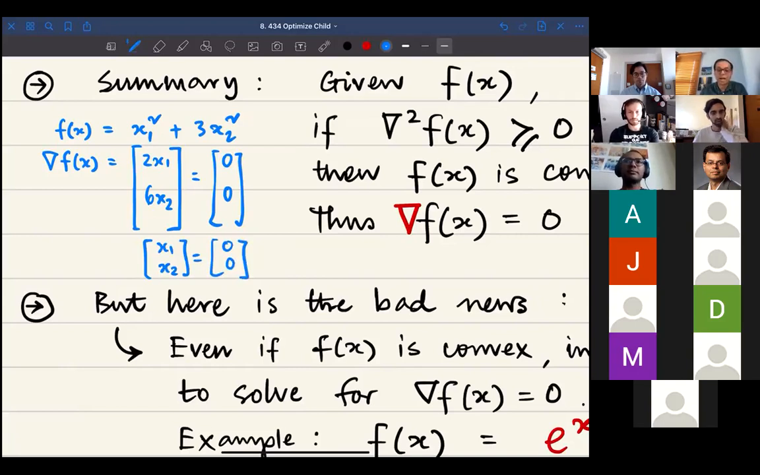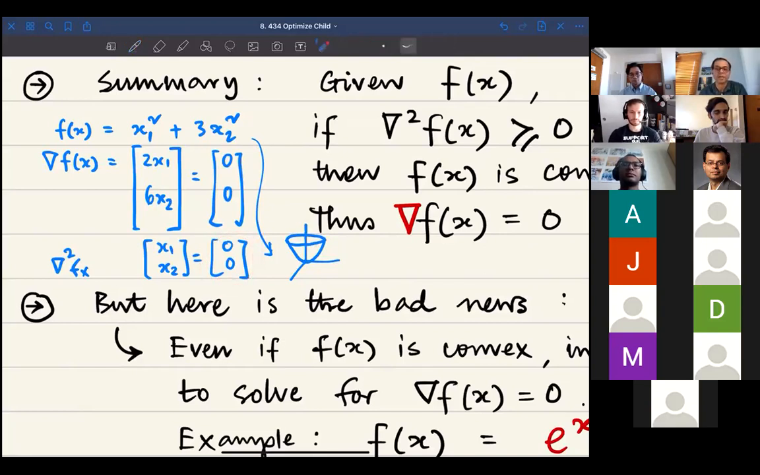Now, you could go ahead and compute the del square f(x), which is the Hessian, and that will turn out to be a positive definite matrix, because this function essentially looks like a bowl. This is actually a convex function. And where does the convex function get minimized? At 0, 0. And that's the global minima. Okay, that's how you think about f(x).